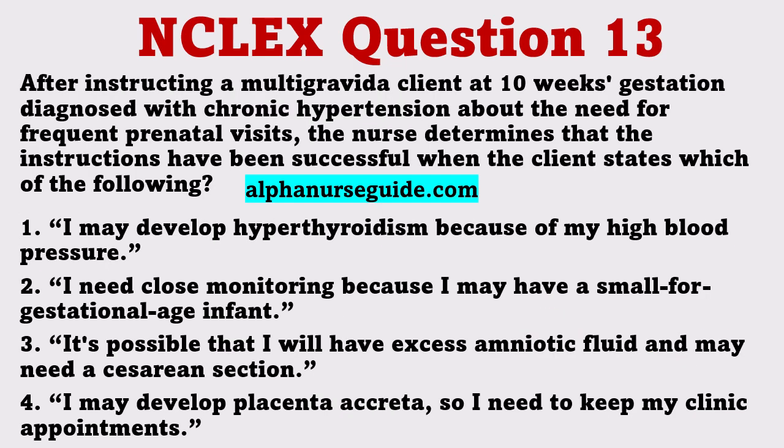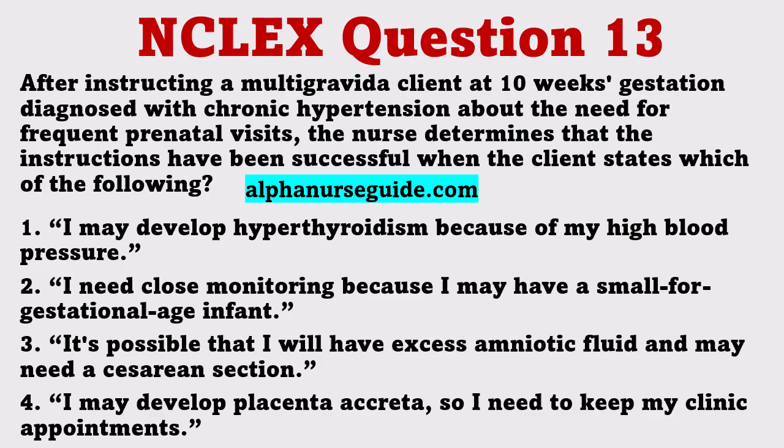After instructing a multigravida client at 10 weeks gestation diagnosed with chronic hypertension about the need for frequent prenatal visits, the nurse determines that the instructions have been successful when the client states which of the following? 1. I may develop hyperthyroidism because of my high blood pressure. 2. I need close monitoring because I may have a small for gestational age infant. 3. It's possible that I will have excess amniotic fluid and may need a cesarean section. 4. I may develop placenta accreta, so I need to keep my clinic appointments.